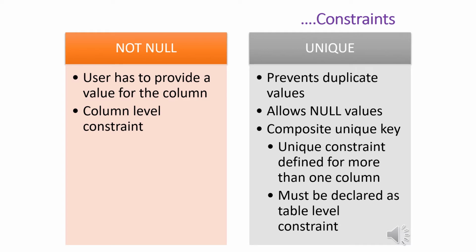The first one is not null constraint. Here the user must give value for that column, and it is a column level constraint. Only at the column definition we can have this not null constraint. The second constraint is unique constraint. It prevents duplicate values and it allows null values. We can omit values if there is no value for the particular column. And the composite unique keys can be specified at the table level. If more than one column has to be included, then it can be declared as a table level constraint.